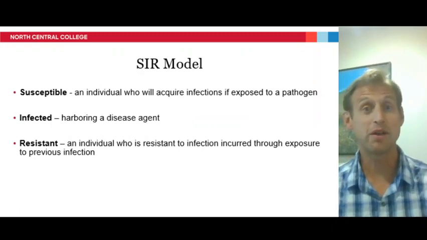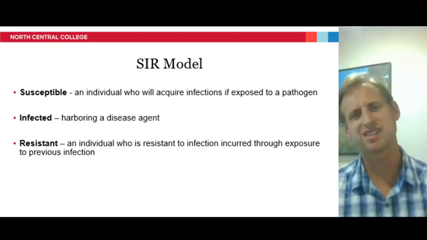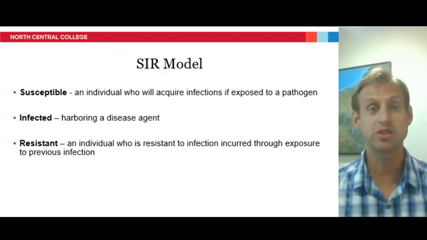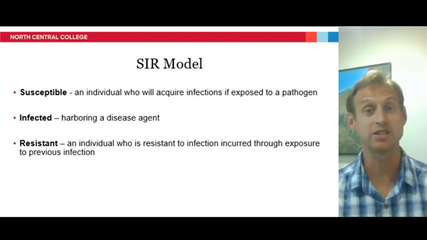So the structure of the model that we're going to use is called an SIR model. What S, I, and R stand for are susceptible, infected, and resistant. Sometimes recovered is also used for that R part. So susceptible hosts are individuals who are out there that can acquire infections. They're susceptible to getting infected.